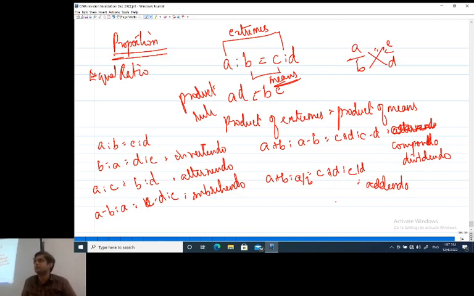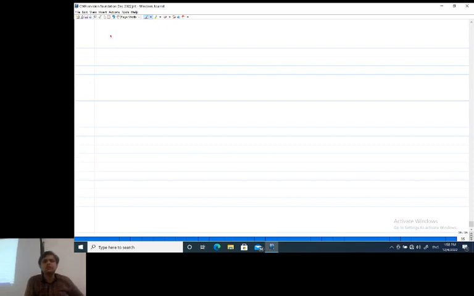These are the rules that you need to remember. So in a given problem, if it is a proportion, always remember the product rule. No other rule will apply. Next, there is something called continuous ratio.